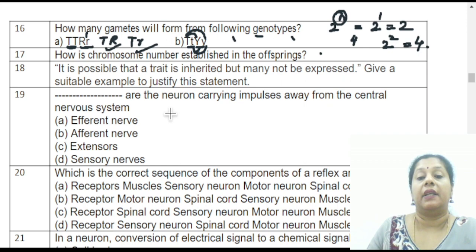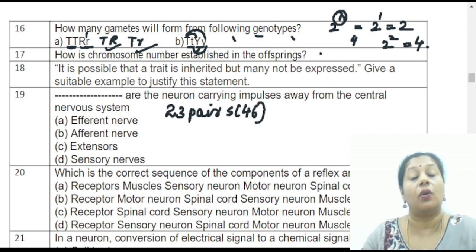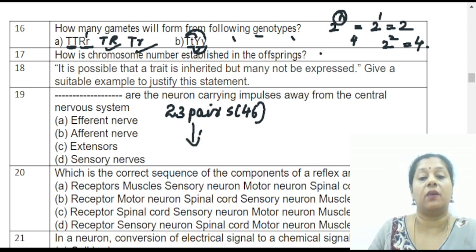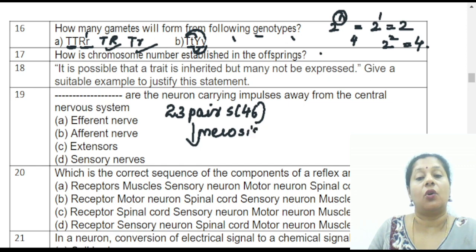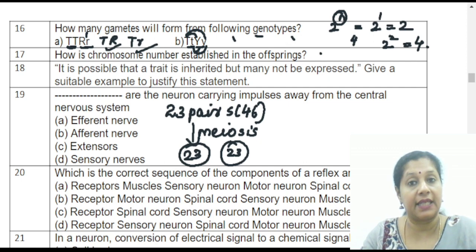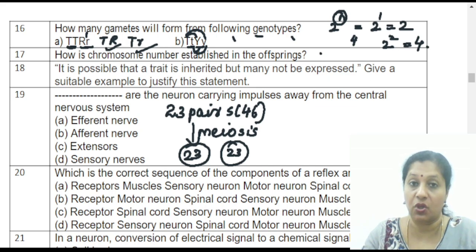For example, if there are 23 pairs of chromosomes, or 46 chromosomes, in a cell. Not all cells have 46, but there are certain cells in our body which undergo only meiosis to produce gametes. They are called gamete mother cells. Once they undergo meiosis division, the chromosome number will become 23. So in male, a sperm will form with 23, and in female, an ovum will form with 23. When these two fuse during fertilization, the zygote will again have 46 chromosomes, re-establishing the number of chromosomes.